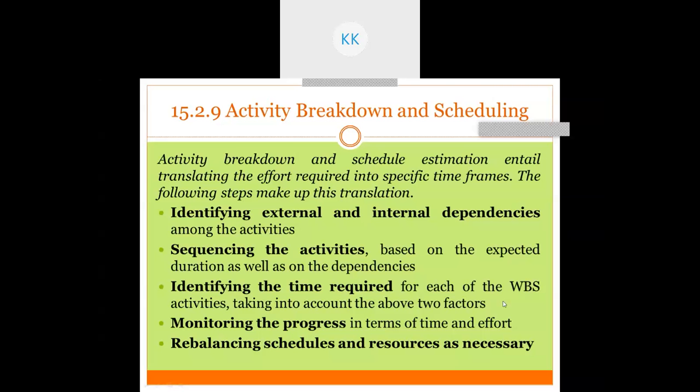Then you need to properly sequence the activities based on expected duration as well as on dependencies, right? Then identify the time required for each of the WBS activities, taking into account the above two factors. Then monitoring the progress. Continuously you need to monitor what the progress is. Then rebalancing schedule and resources as necessary. Sometimes you lag behind the schedule, sometimes you go beyond the schedule, so you need to balance those schedules and resources.